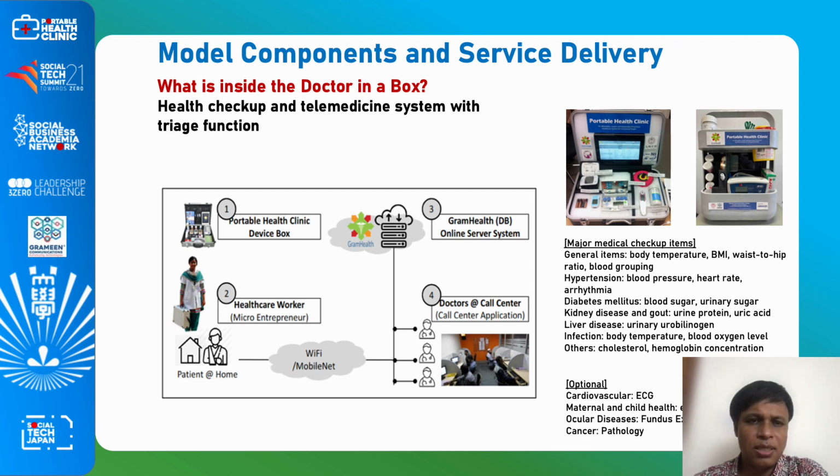The content of the box has general items like body temperature, BMI, waist to hip ratio, blood grouping, hypertension related measurements like blood pressure, heart rate, arrhythmia, and diabetes related measurements like blood sugar, urinary sugar, kidney disease, and gout related information like urine protein, uric acid, liver disease related like urobilirubin, and infection related measurements like body temperature, body oxygen level, and others. Cholesterol and hemoglobin concentration can be measured.